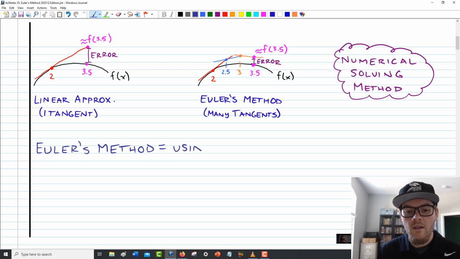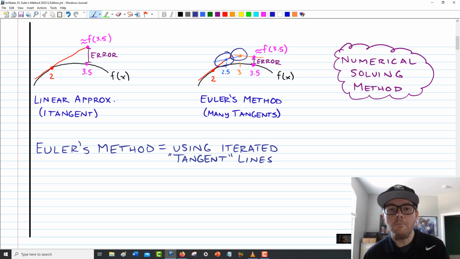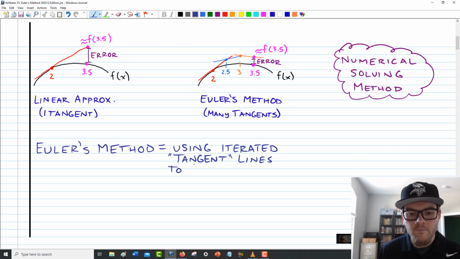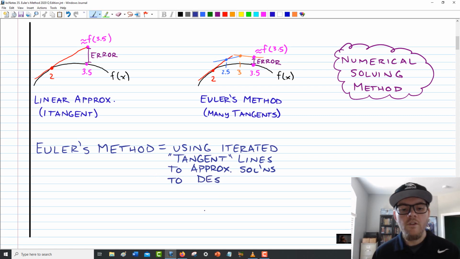Euler's method is this. We're going to use iterated, which just means doing the same things over and over and over again, iterated tangent lines. So meaning we're just going to compute a bunch of different tangent lines, and I'm going to have to put quotes around tangent because, as we said, they're not always going to hit the curve. Notice how this one never touches the curve, neither does this one. So they're not truly tangent lines, they're just pseudo-tangent lines, if you will. We're going to use iterated tangent lines to approximate solutions to differential equations. So kind of a neat thing.